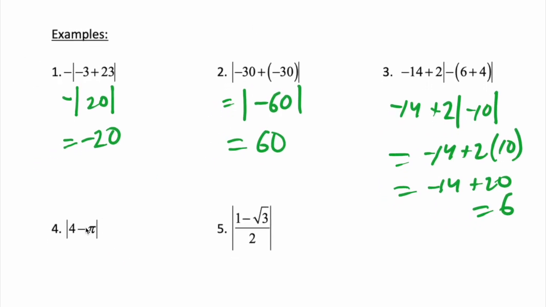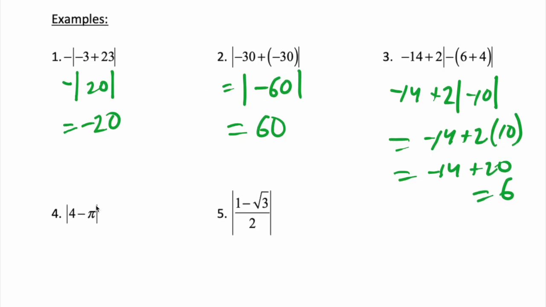Now these are a bit tricky because absolute value depends on whether the value is positive or negative, right? So we know pi is about 3.14. So 4 minus pi is a positive number. So this is just not going to change. It's 4 minus pi, right? I guess it's 0.86 about that.